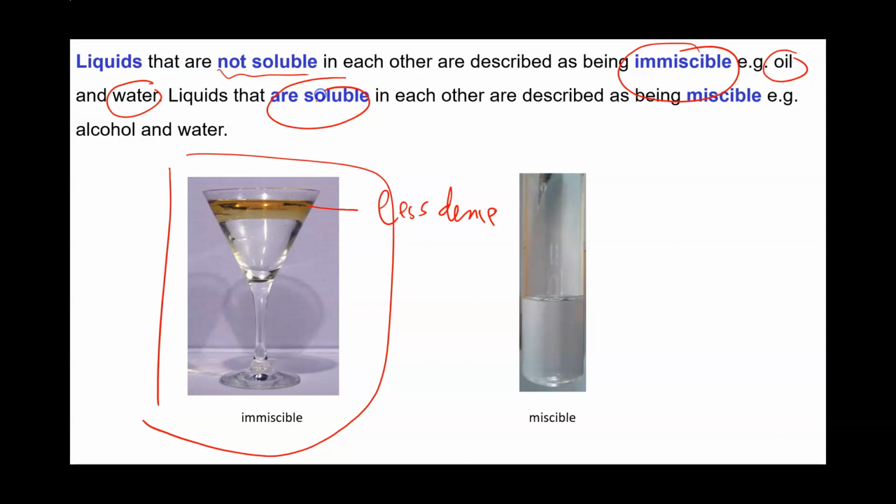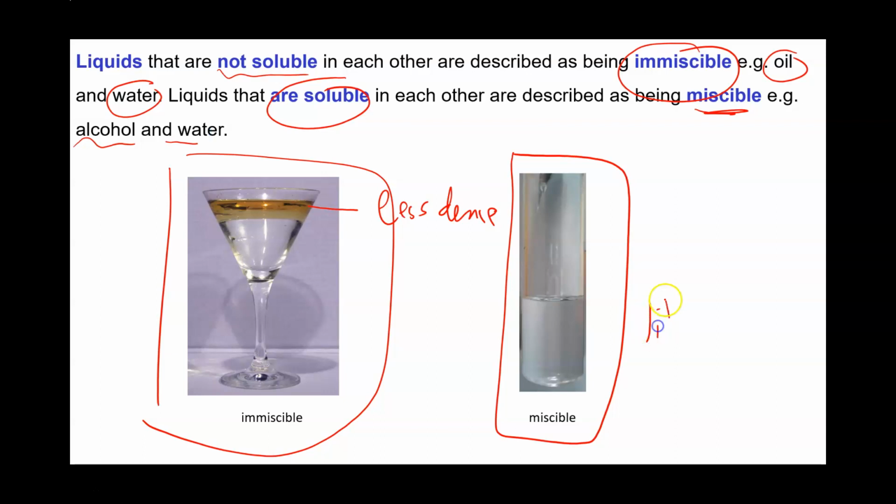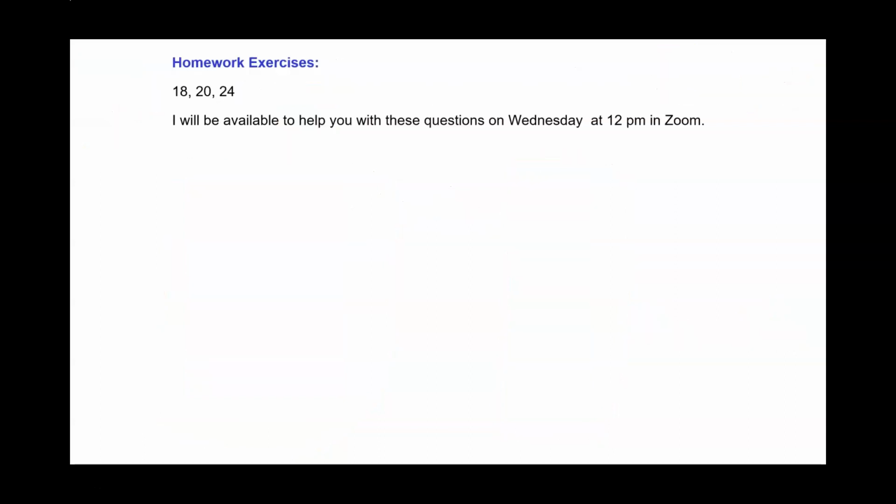Liquids that are soluble in each other are described as being miscible, and when you mix those two together, you'll just get a single phase, and a good example of that would be alcohol and water. And if you recall from last week, we said that we can judge whether two liquids are likely to be soluble in each other using the like versus like rules.